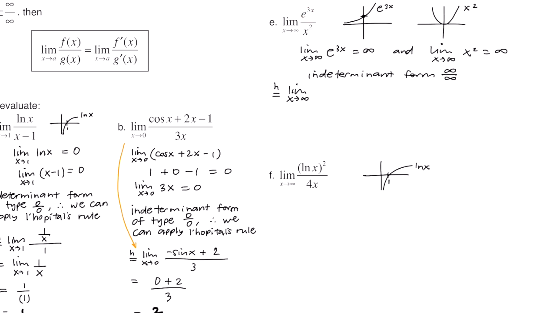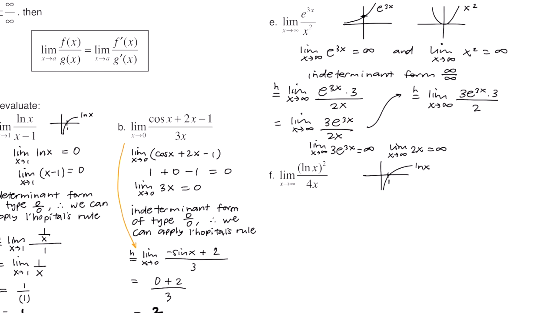The derivative of e to the 3x is going to be e to the 3x, and we chain rule. We multiply by the derivative of the inside function, which is going to be 3, and the derivative of x squared is 2x. So now we have the limit of 3e to the 3x over 2x, and the limit of the numerator and the limit of the denominator also still both equal infinity, so this is still of indeterminate form infinity over infinity, and we're going to apply L'Hopital's rule again. The derivative of 3e to the 3x is just itself, and then we chain rule. The derivative of the inside function is 3. So we get 9e to the 3x over 2. So now we have a function in the numerator and a constant in the denominator.